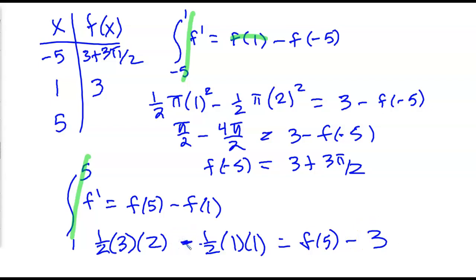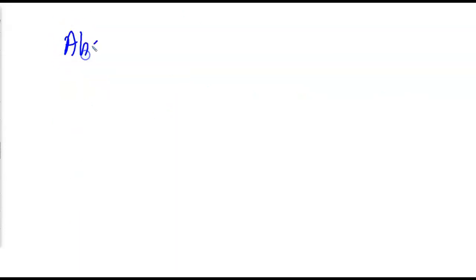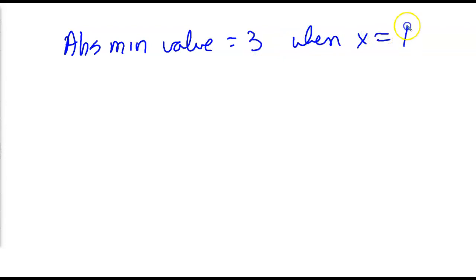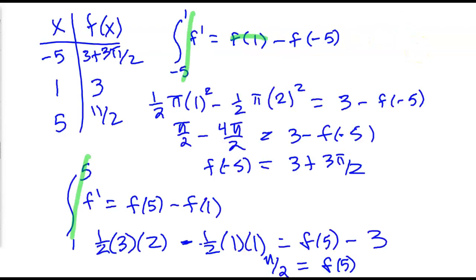And I'll just let you do the solving on your own, but f of 5 does work out to be 11/2. So the question is asking, what is the absolute minimum? Well, it looks pretty clear that my absolute minimum occurs when x is equal to 1. So then you're going to write a final statement that the absolute min value equals 3 when x is equal to 1. And our justification is really the table here and all the work that we showed.